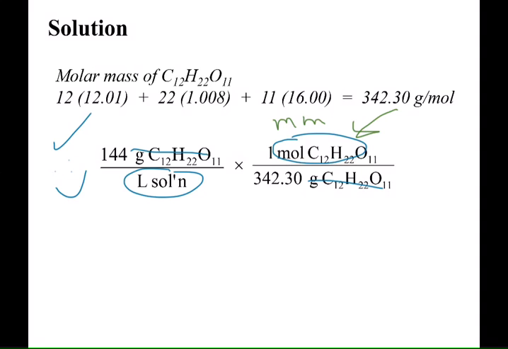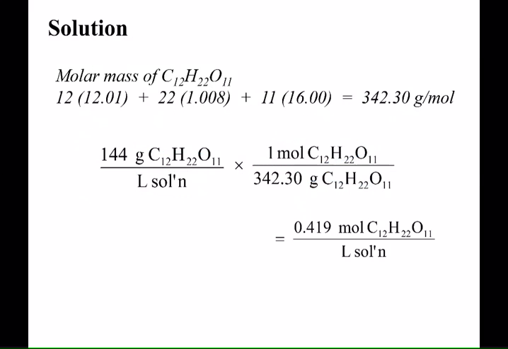All right, so how are we going to round that answer? Yep, we're going to round to 3 sig figs because we have 3 sig figs here. And actually, how many sig figs do we have there? We have 5 sig figs there. And we always go conservative, so it's going to be 3. So the answer is 0.419 moles of sucrose per liter of solution.